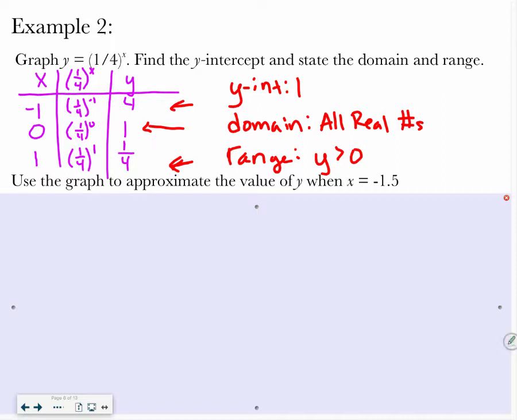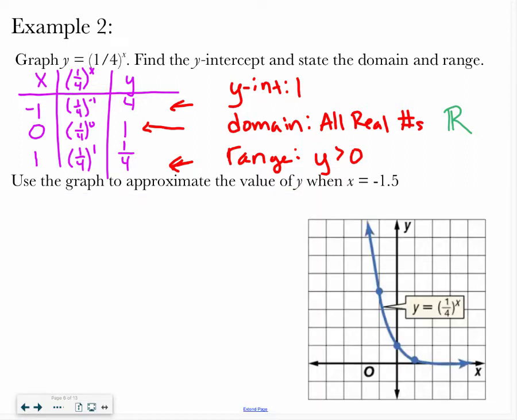If you're too lazy to write all real numbers, the symbol for all real numbers is an R with 2 lines on the left-hand side. That symbol means all real numbers. So if you don't want to write out all real numbers, you can use that symbol. Once you plot those points, you should get a graph that looks like this.